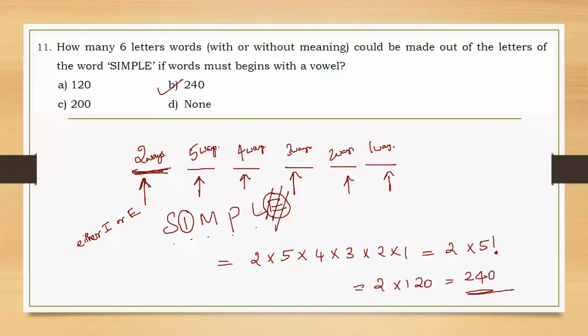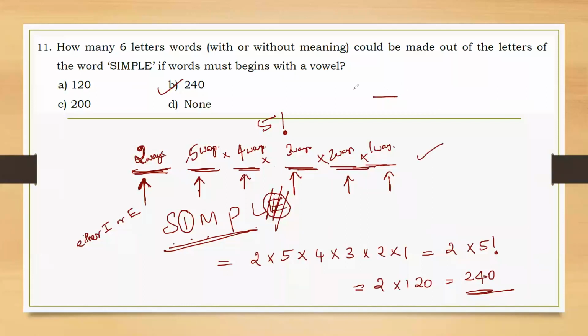Is it clear? So the only condition is that the word must begin with a vowel. We have 2 vowels, and either one will fill this place, so we have 2 ways. One is replaced with E, and the remaining we have 5 letters for 5 places, so we can directly say 5 factorial. You can take any method. Actually, I'm taking the individual method, filling each place and multiplying the number of ways, so that combined they give a 6-letter word.